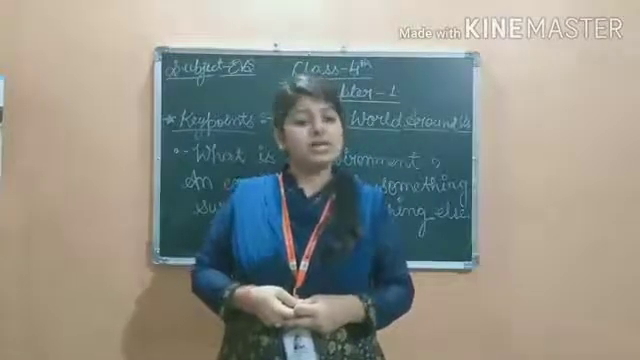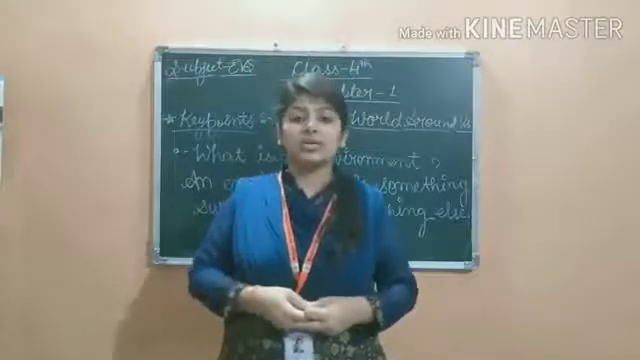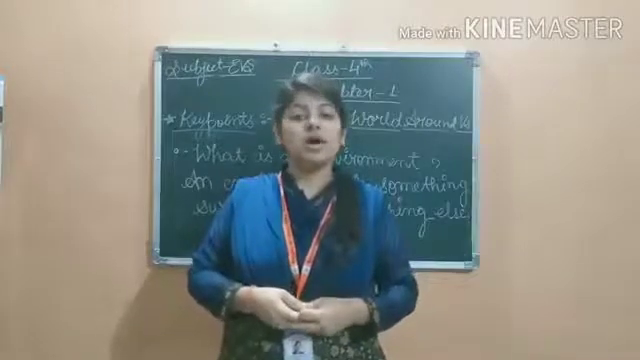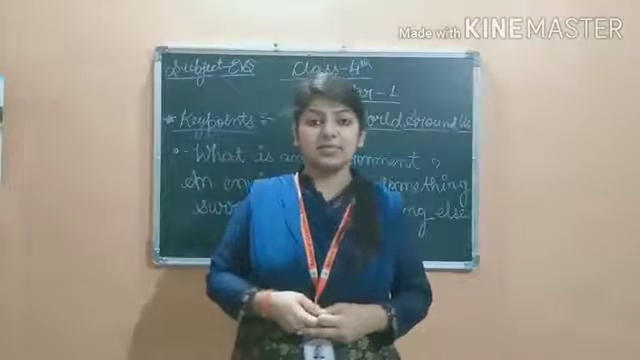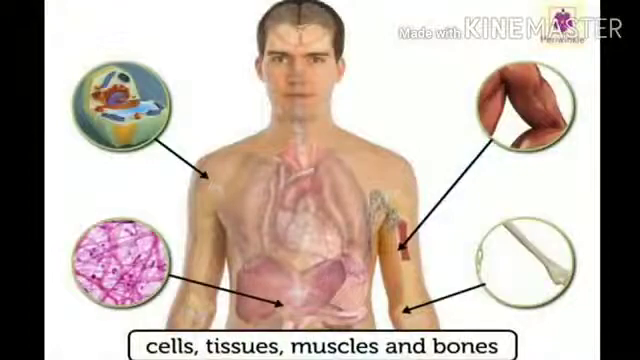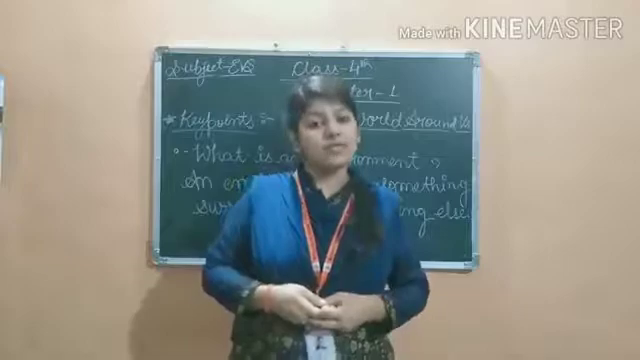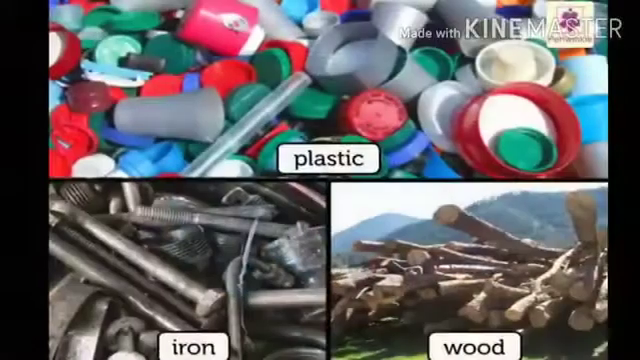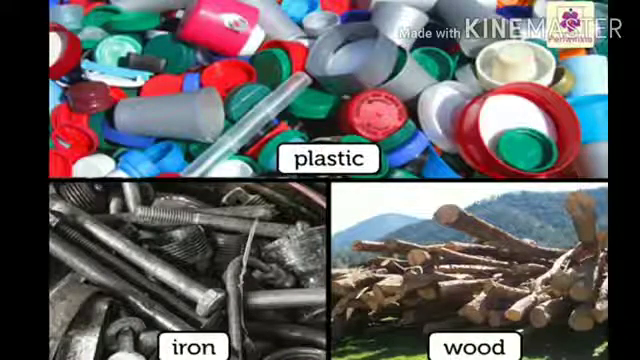The fourth similarity between living thing and non-living thing is both are made up of some matter or substance. As humans are made up of bones, cells, muscles. Similarly, non-living things are made up of plastic, iron, wood, etc.